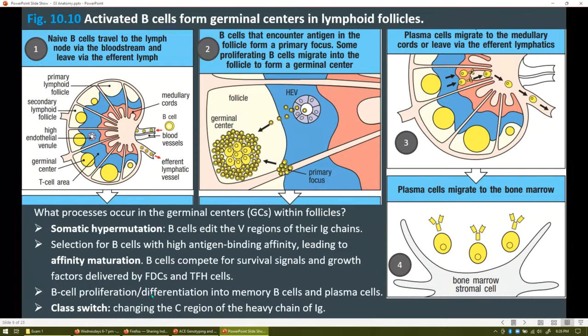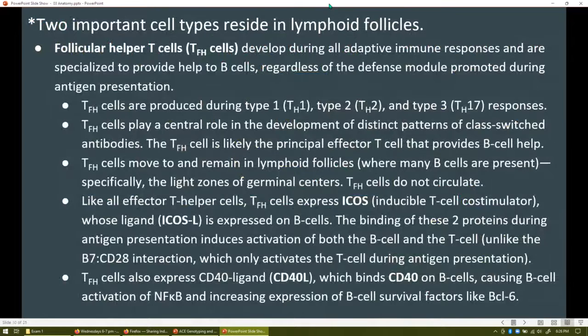B cell proliferation and differentiation into memory B cells and into plasma cells occurs within the follicles in the germinal center. And class switch also occurs. This is when the constant region of the immunoglobulin is changed to a different constant region. And this is an important thing here.